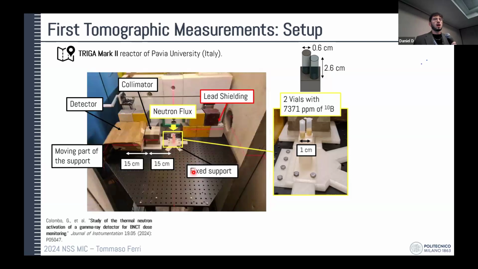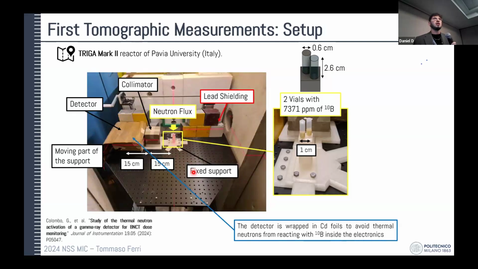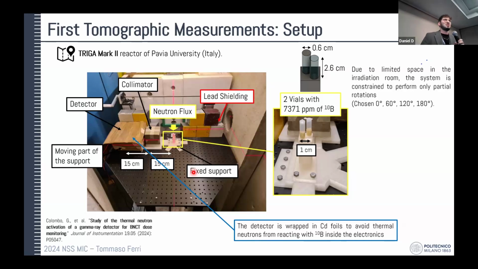Then the detector was wrapped in cadmium foils to avoid residual thermal neutrons in the radiation room interacting with the boron which is present inside our electronics, so not leading to an unwanted emission of gamma at the same energy that we want to detect. As you can see, the space inside the room is really small, so we had to perform only partial rotation, and we chose only 4 angles: 0, 60, 120, 180.